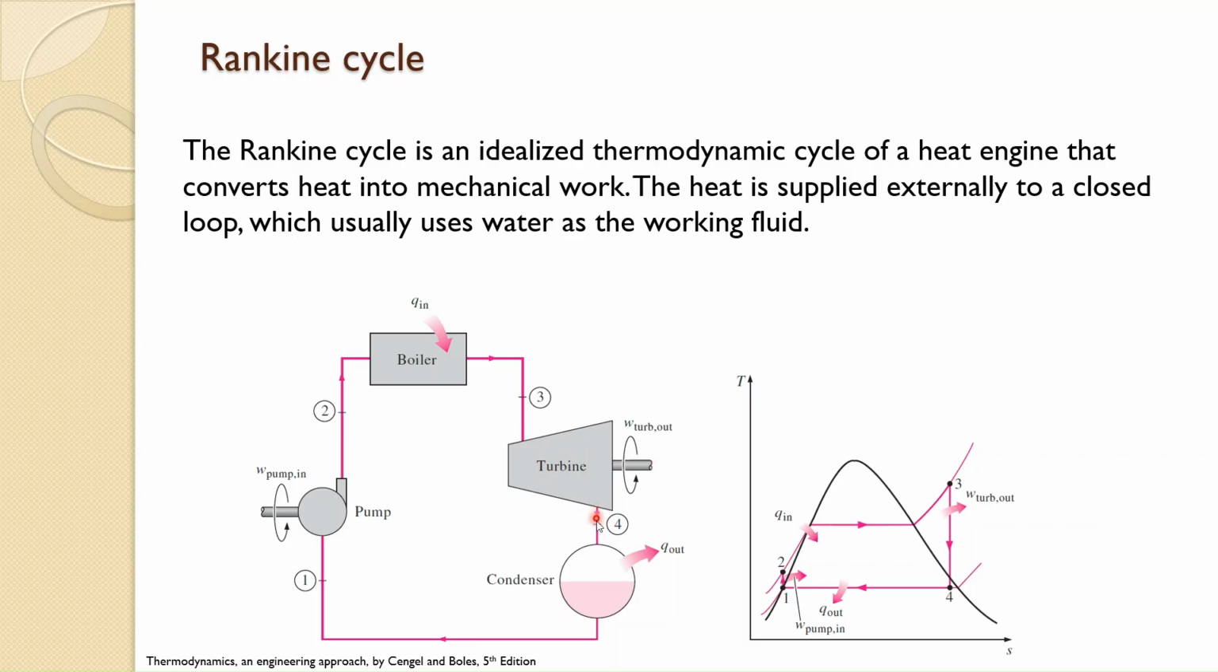After expansion, the liquid and vapor mixture enters the next block or component, that is the condenser. In the condenser, the heat is rejected and the mixture of liquid and vapor is converted to liquid. This liquid is further transferred through the next component, that is a pump, to increase the pressure back to the pressure of the boiler.